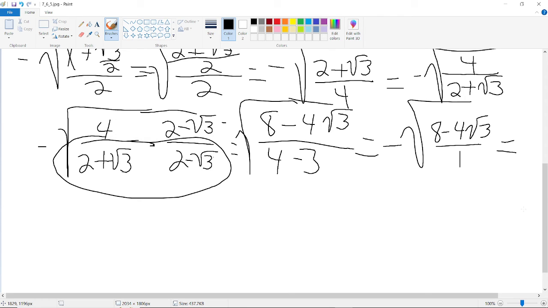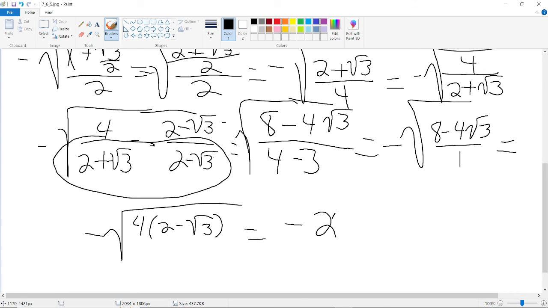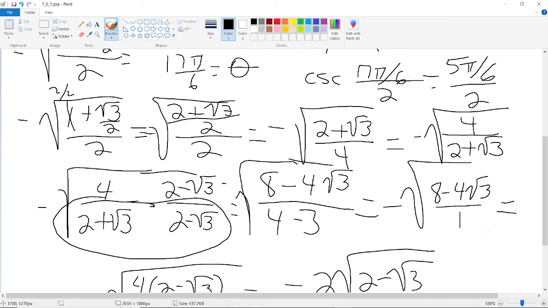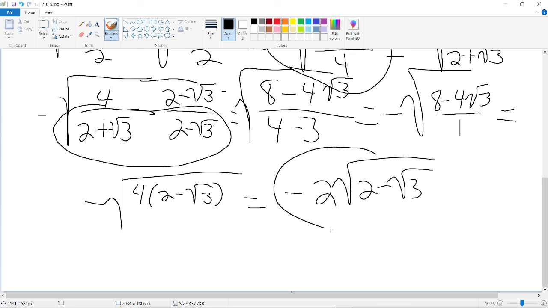So then I can take negative square root. You don't have to do all this, but I'm just doing it. This gives us 4 times 2 minus square root of 3. And the square root of 4 is 2, so negative 2 square root of 2 minus square root of 3. So there's your answer. You can write it whatever way you want. I guess you can put it this way into the computer. You can put it this way into the computer.